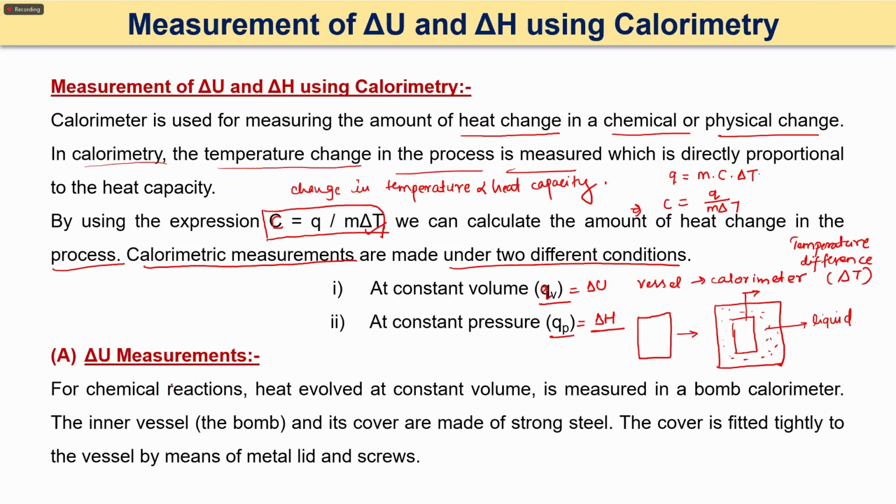So let us first study the measurement of delta U, that is change in internal energy. For a chemical reaction, heat evolved at constant volume, which is nothing but your delta U, is measured in a bomb calorimeter. So for the measurement of delta U, we use a bomb calorimeter.